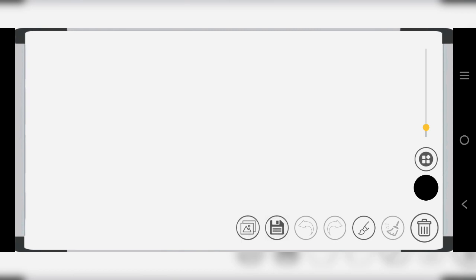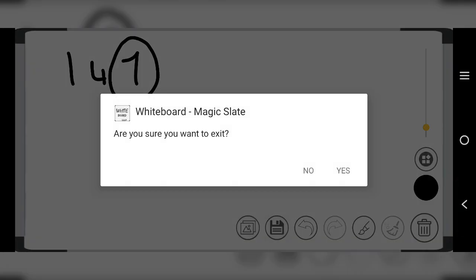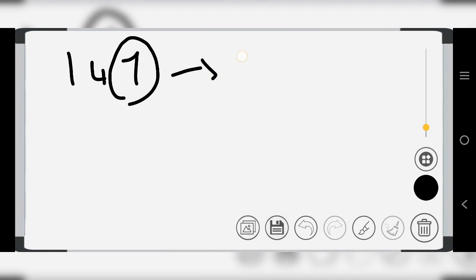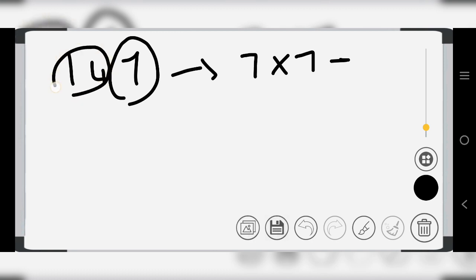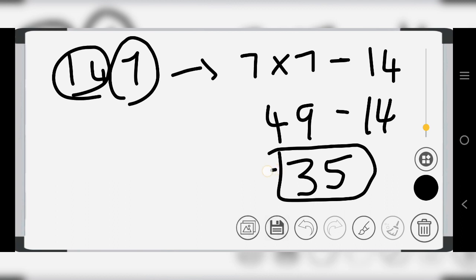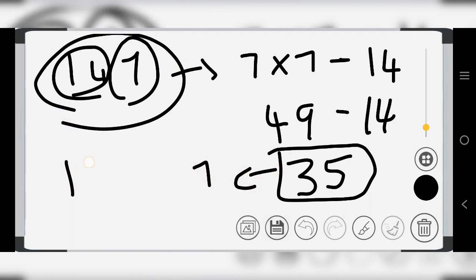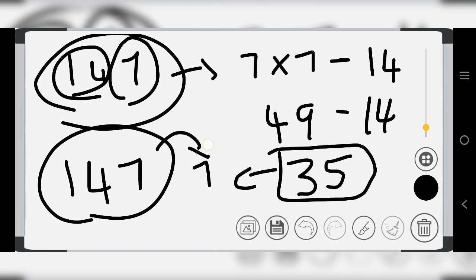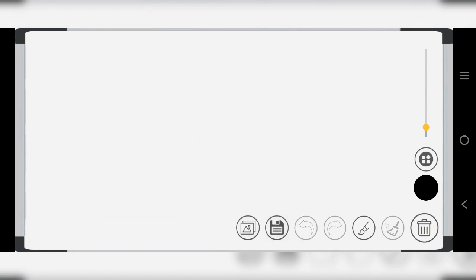Let me give you an example. 147. Here, twice the unit digit of the given number: the unit digit is 7, we have to multiply 2 times 7, that is 14, and subtract the remaining part of the given number, that is 14. 2 times 7 is 14, and 14 minus 14... I mean, taking 49: 7 sevens are 49 minus 14. 49 minus 14 is 35. So 35, 7 fives are 35. 35 is divisible by 7, and this 147 is also divisible by 7. So this is the divisibility rule for 7.